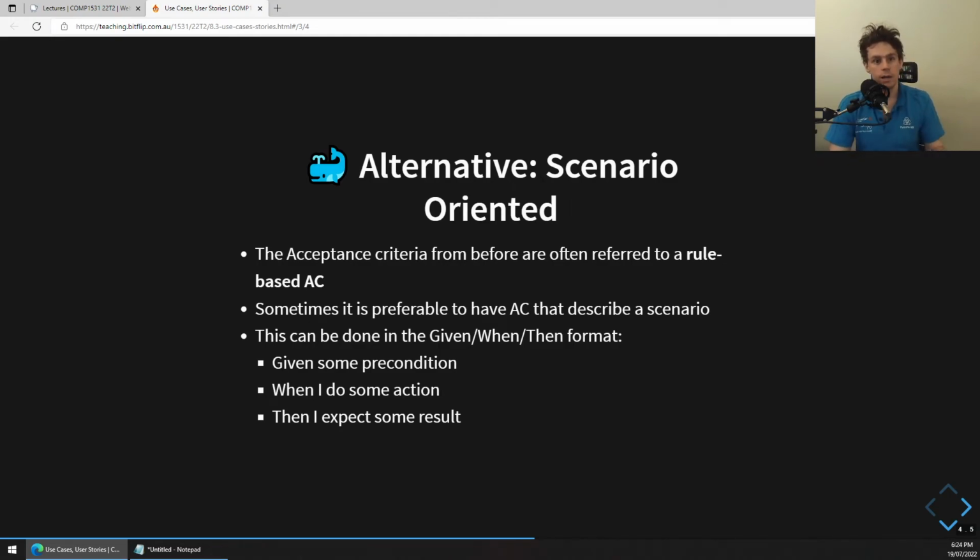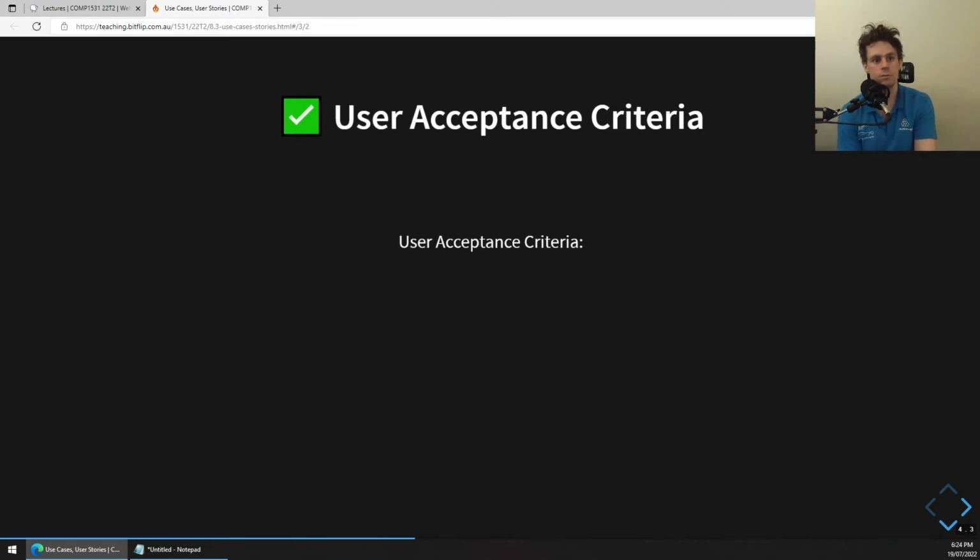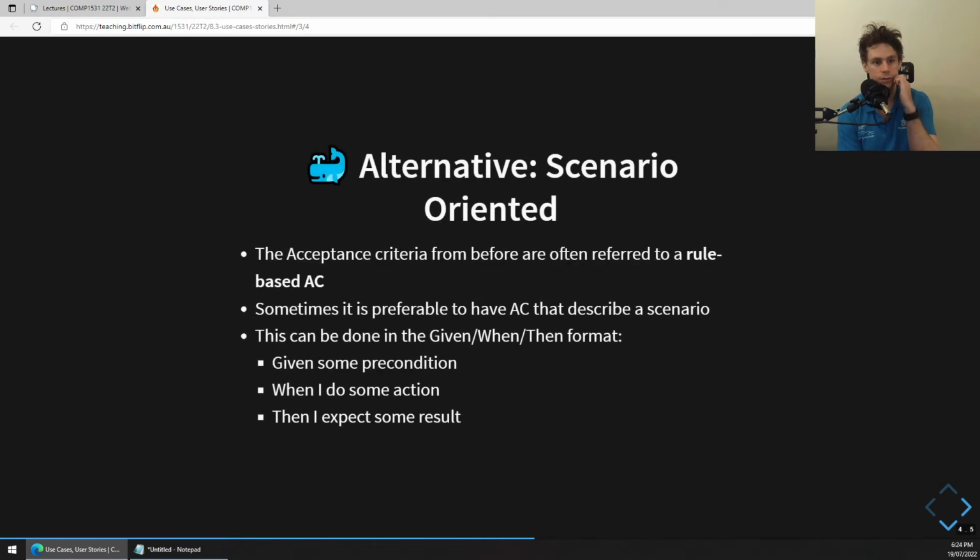Now, a more specific way to write acceptance criteria could be using scenario or behavior-oriented acceptance criteria, which is, instead of just having free form descriptions of what things should do, you actually give it a bit more structure, which is the given, when, then structure, which is like, given some context, when something happens, then there's a result you expect.